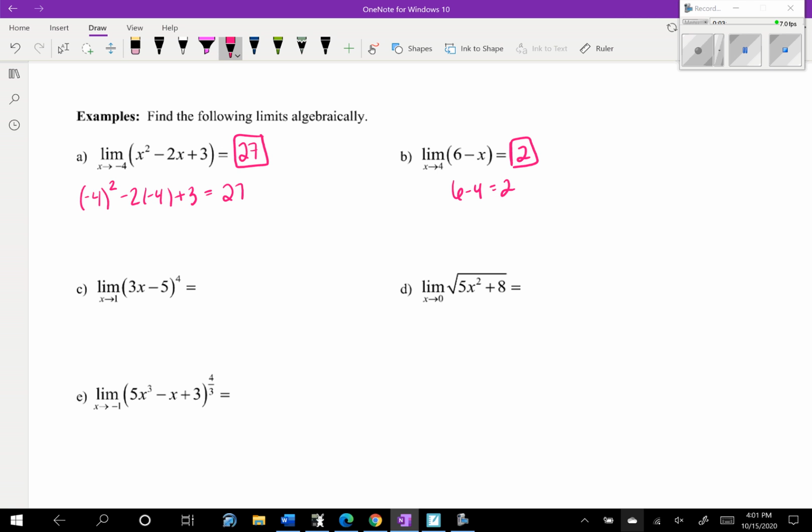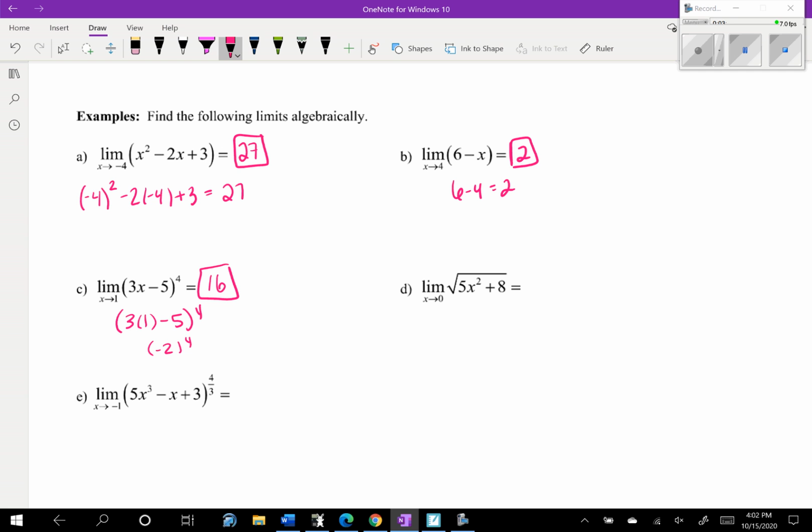Looking at c, same thing. This is a polynomial function. It's just not in simplified form, because in order to simplify this, you'd have to multiply it out 4 times. But it's not necessary because all we need to do is find the limit of the function. So if I plug 1 in for x, we get 3 minus 5, which is negative 2 to the power 4, which is 16.